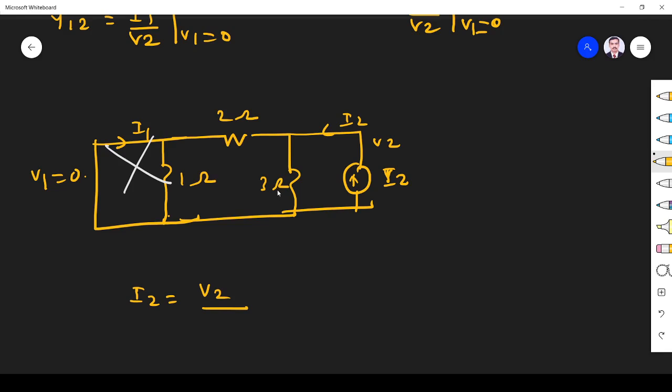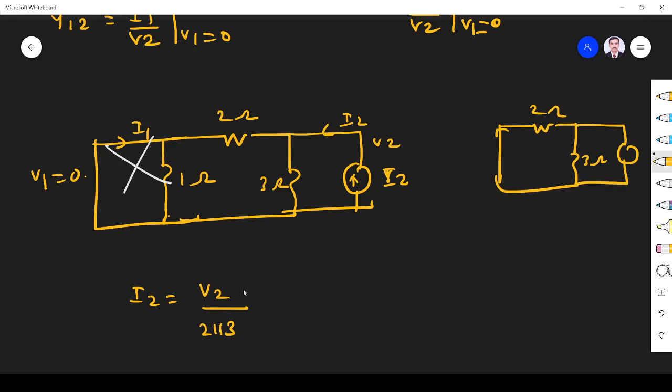Now this 2 and this 3 will be in parallel. So 2 parallel 3. See, the circuit will be like this. This 1 ohm is in parallel with the short circuit, so it will become a short. So it will be like this only. This is 2 ohm, this is 3 ohm. Now 2 and 3 are parallel. That's what I have written.